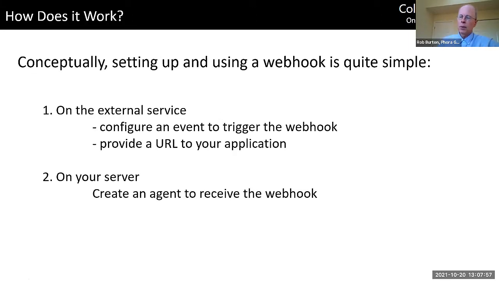Conceptually, setting up and using a webhook is quite simple. On the external service, configure an event to trigger the webhook, and there'll be a user interface on the external service for doing that. Usually you have to log in to access that user interface. Then provide a URL to your application. In the world of web APIs, you're providing it with an endpoint, a URL endpoint to get to your application. On your server, you have to create an agent or some process to receive that webhook. And again, it's coming in as an HTTP POST request.